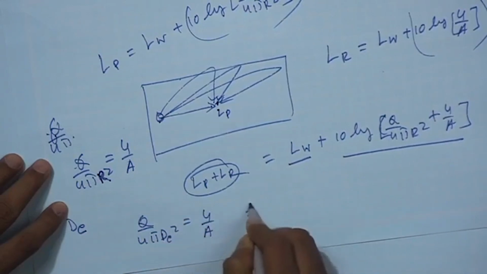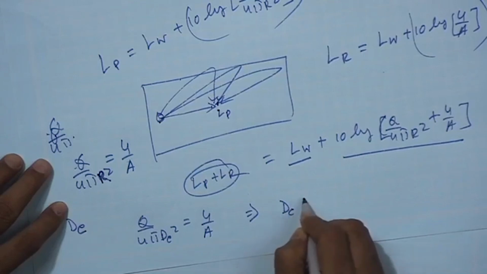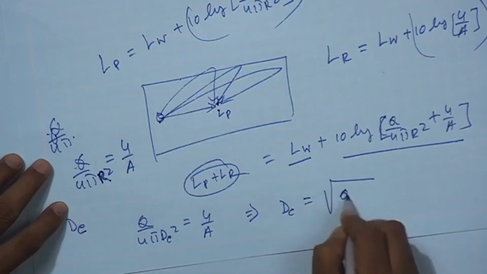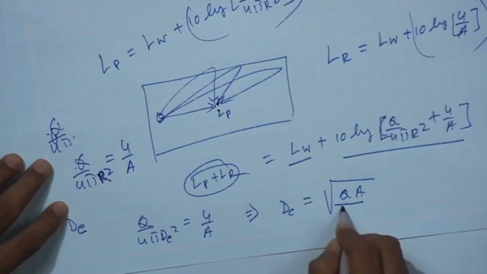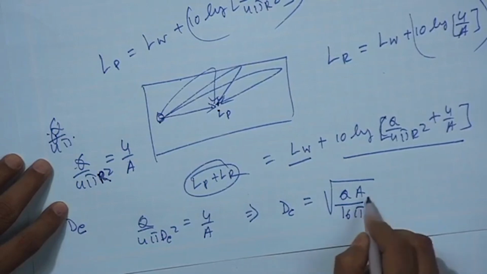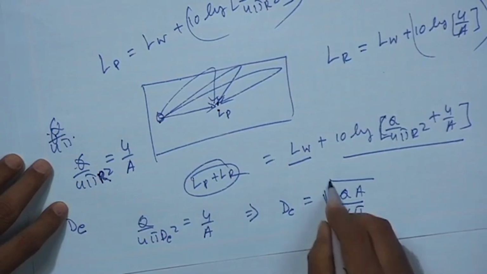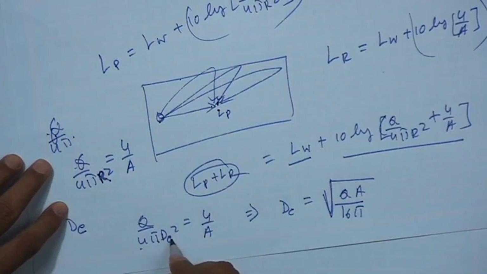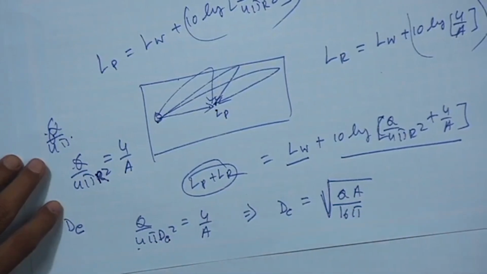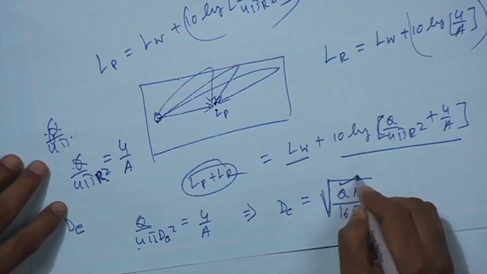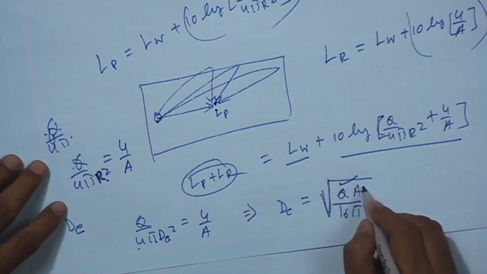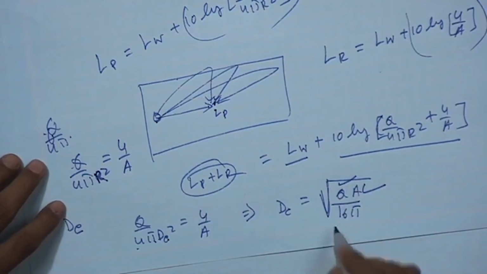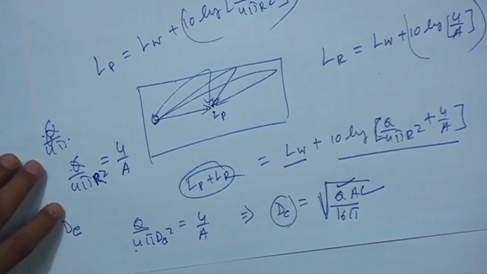Let the critical distance be D_C, then Q by 4 pi D_C square is equal to 4 by A, or I can say D_C is equal to root over of QA by 16 pi, since 4 into 4 is 16 pi. So, if I know the directivity factor and the absorption A, I can find out the critical distance.